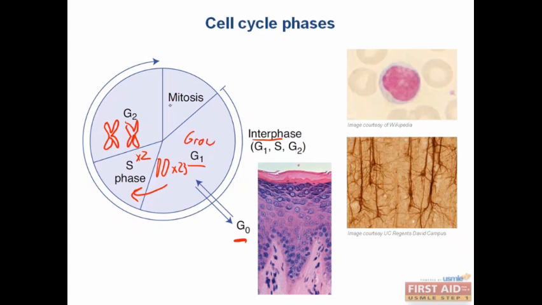Mitosis is the shortest phase of the cell cycle and includes prophase, metaphase, anaphase, and telophase. This is when the chromosomes condense and separate, and one cell becomes 2. After mitosis and cytokinesis, the single parent cell is now 2 daughter cells.